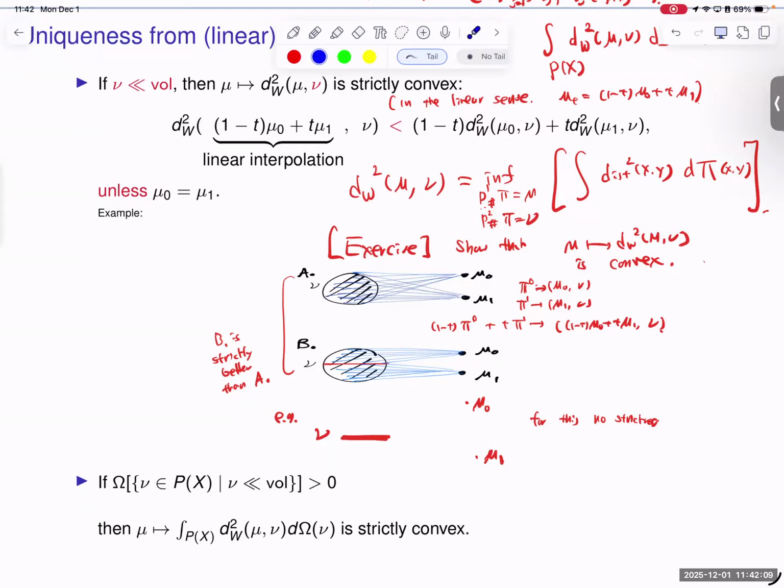Okay, so actually, this is the same reason why in Brenier's theorem, when we have an absolutely continuous source measure, then the corresponding optimal transport is unique. Same reason.